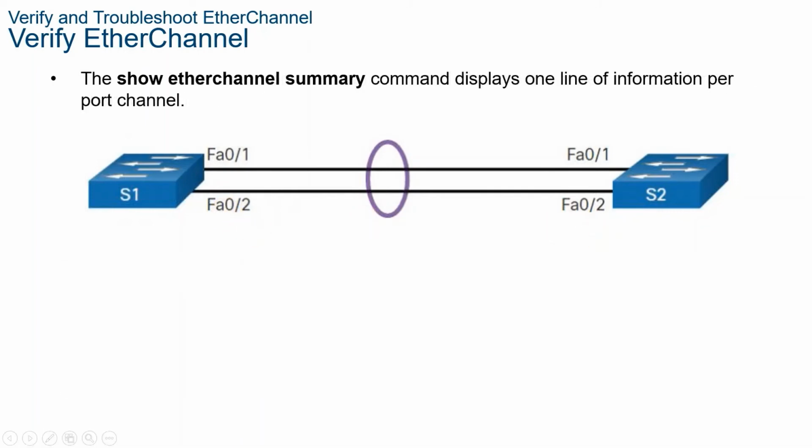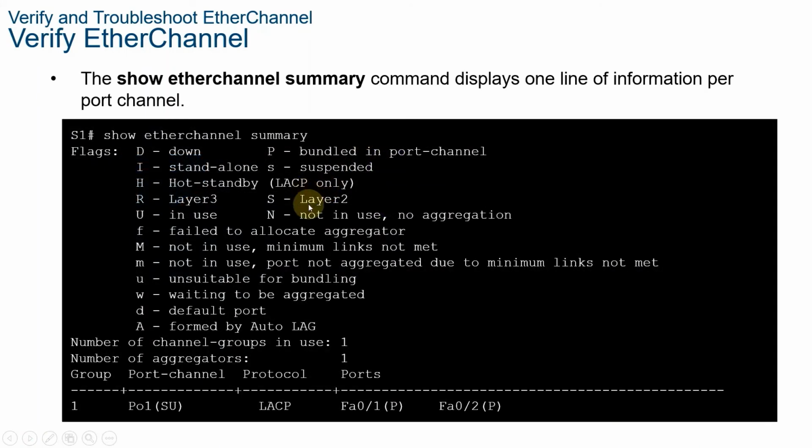The next command that you can use to verify and troubleshoot EtherChannel is show EtherChannel summary. When several port channel interfaces are configured on the same device, we use the show EtherChannel summary command to display one line of information per port channel. In the output, the switch has one EtherChannel configured. Group 1 uses LACP.